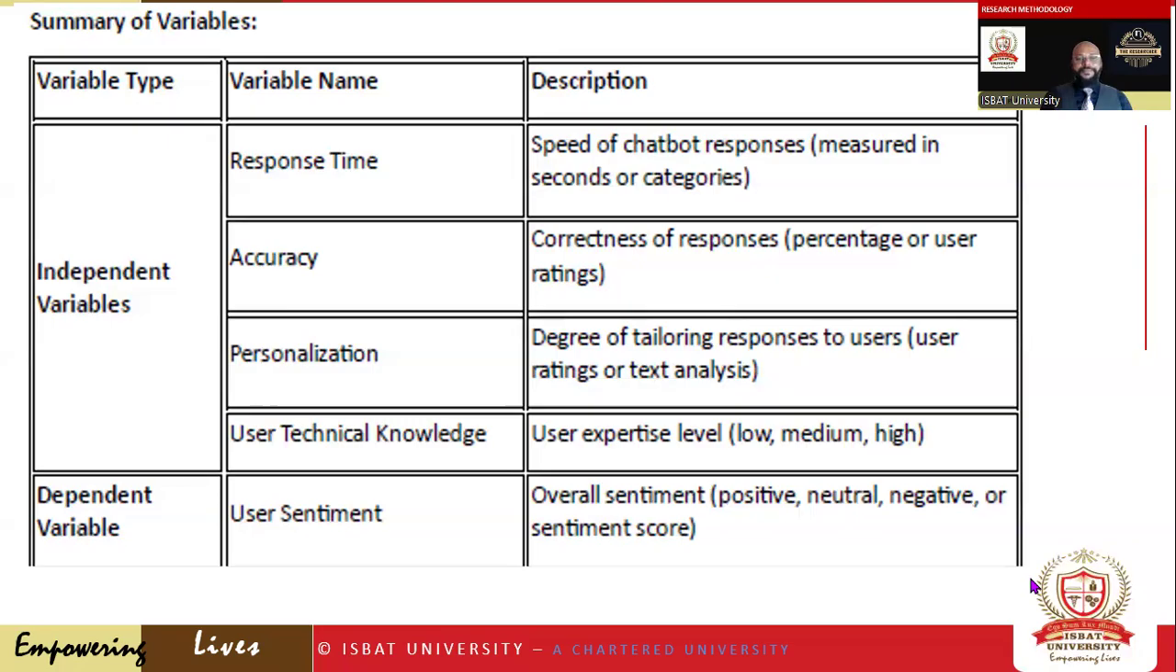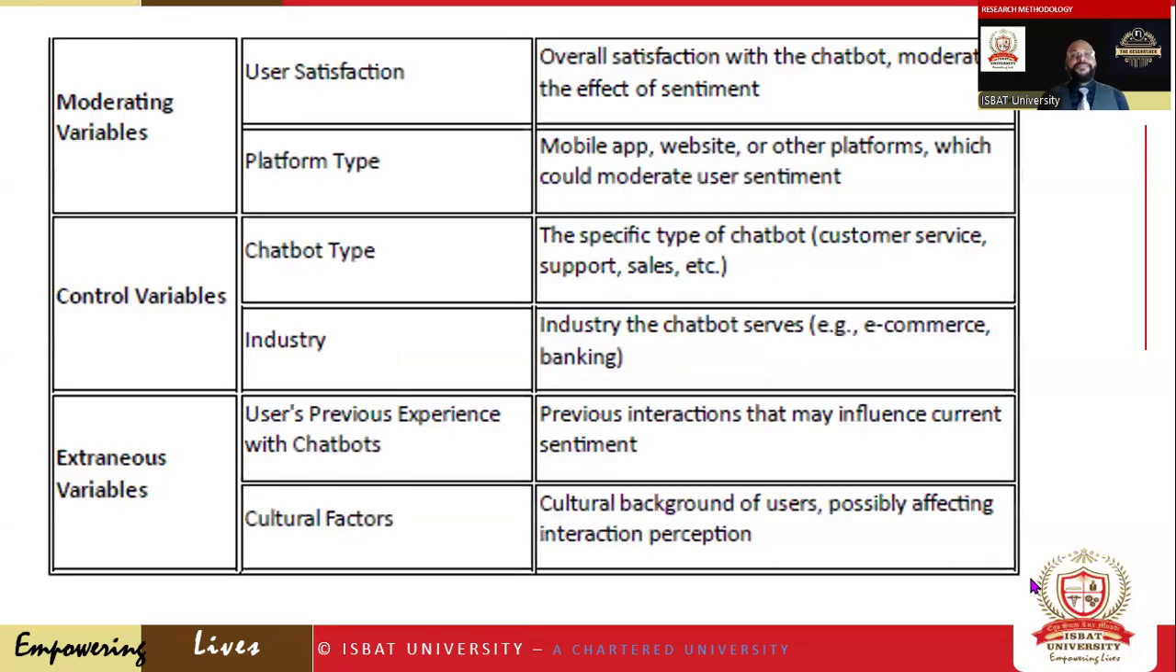Then my dependent variable, that is my sentiment. What is my sentiment? My overall sentiment, as I told you, I'm happy with the WhatsApp chatbot. So positive, neutral, negative, or sentiment score. So this is my dependent variable. And I have moderating variables, the platform type which I'm using, mobile or website, Android or iOS. So that's the other one.